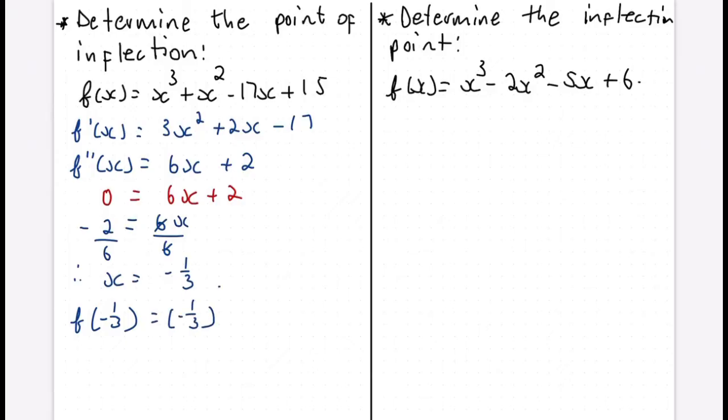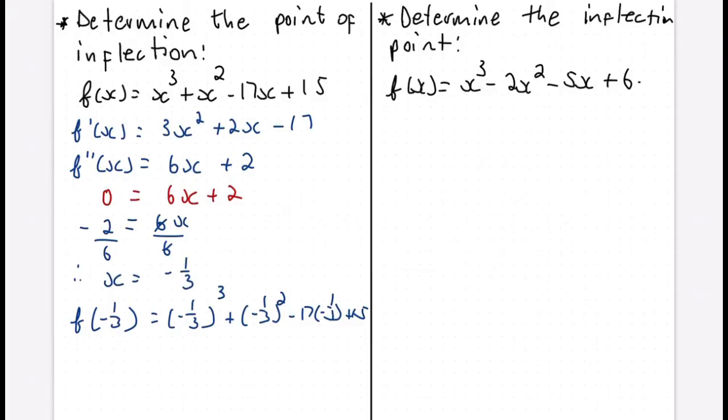If you put negative 1 over 3 cubed plus negative 1 over 3 squared minus 17 into negative 1 over 3 plus 15, let me know what you get. Just put that in your calculator. I'll put it in mine. Negative 1 over 3 cubed plus negative 1 over 3 squared minus 17 into negative 1 over 3 plus 15.